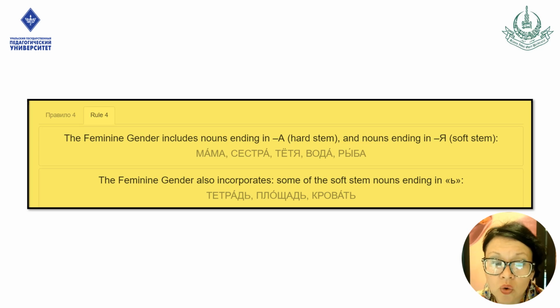The feminine gender also incorporates some of the soft stem nouns ending in a soft sign, мягкий знак. For example, тетрадь, площадь, кровать. You see, not only masculine gender words end in a soft sign, but also feminine gender words. And you always have to check the gender of a noun ending in a soft sign.